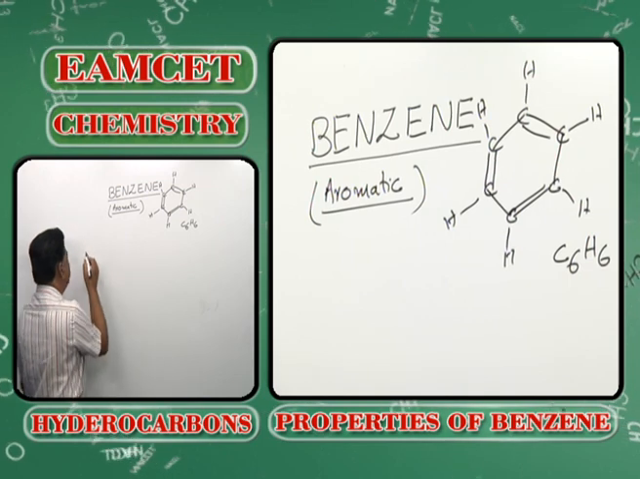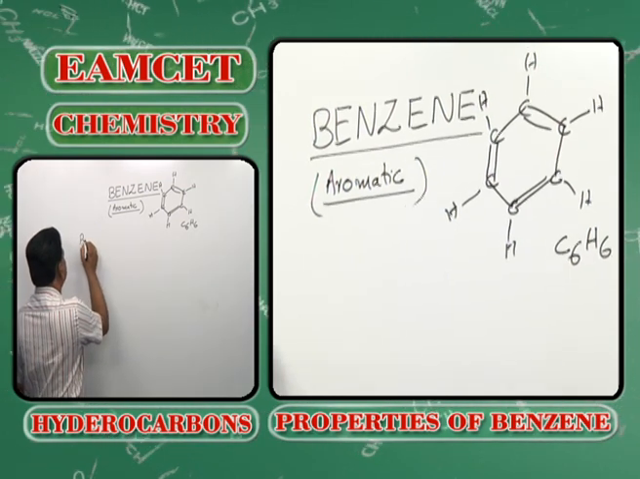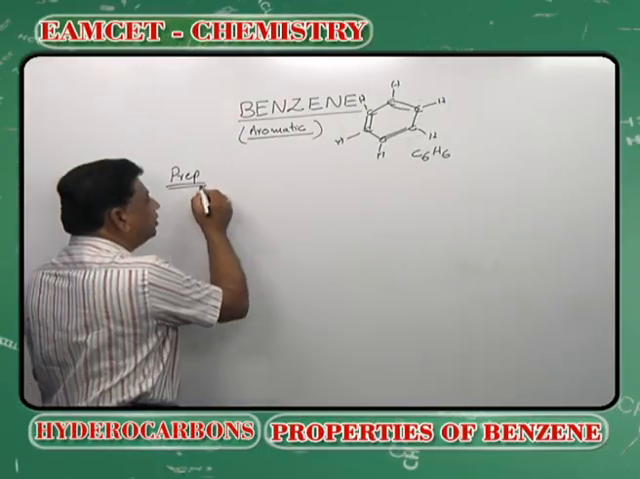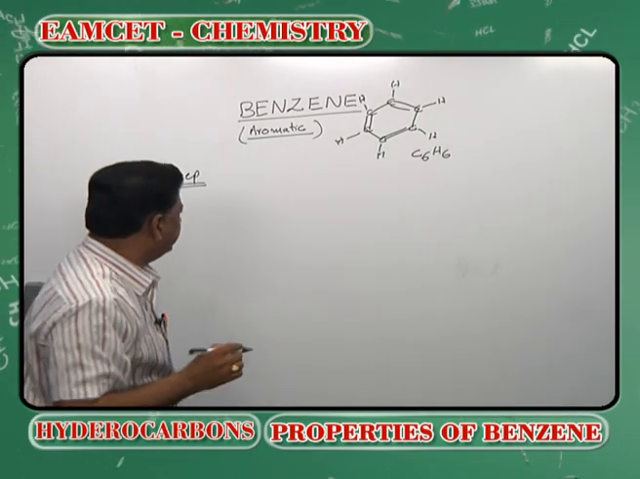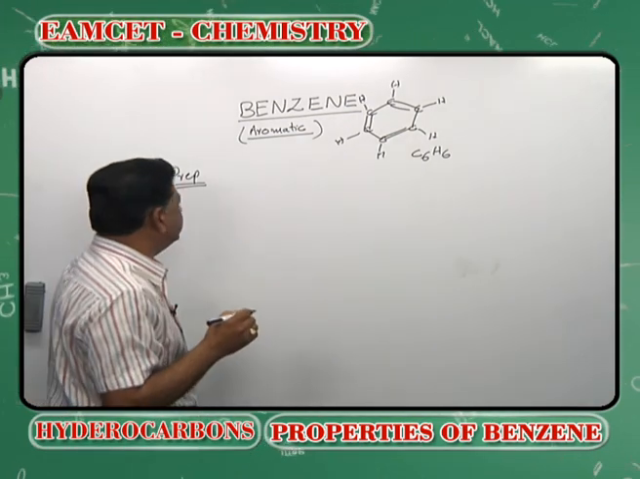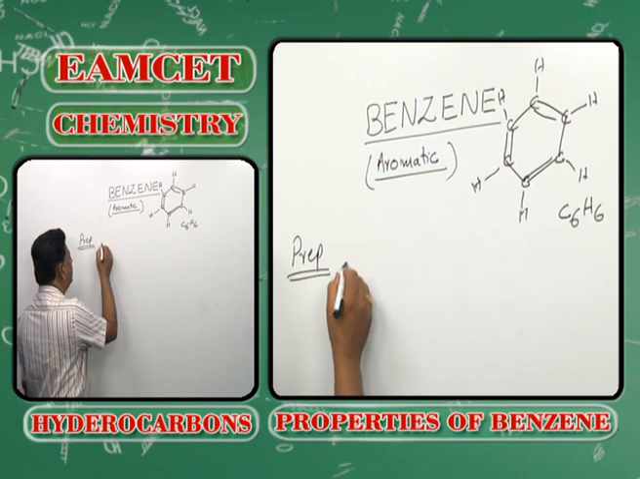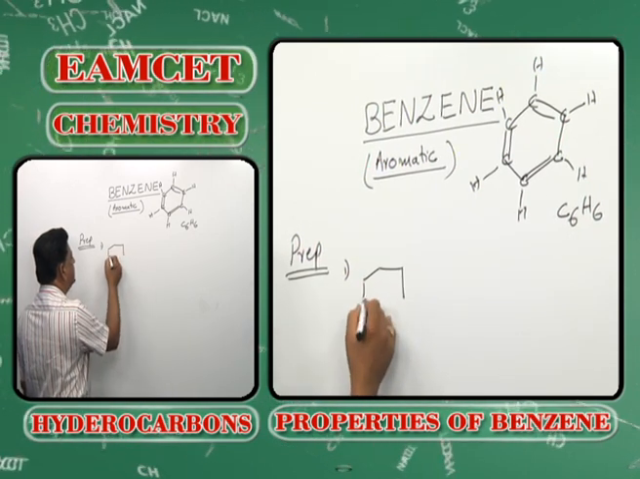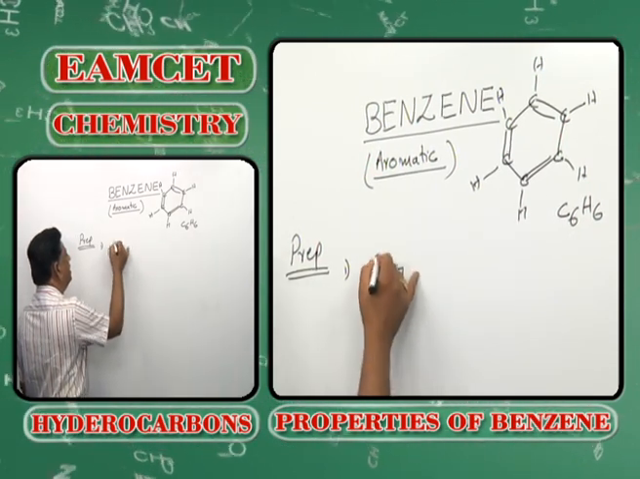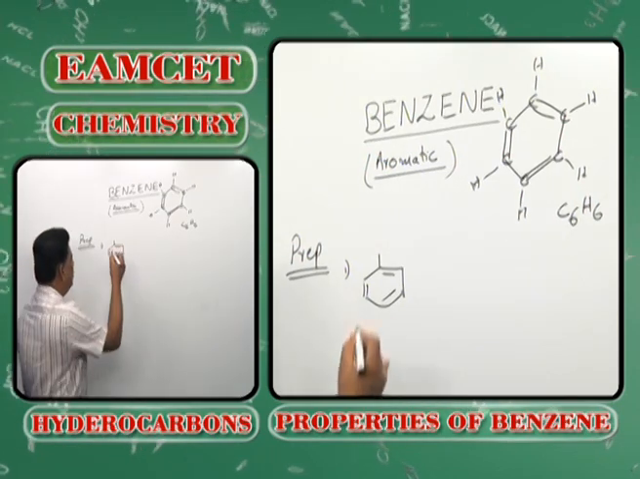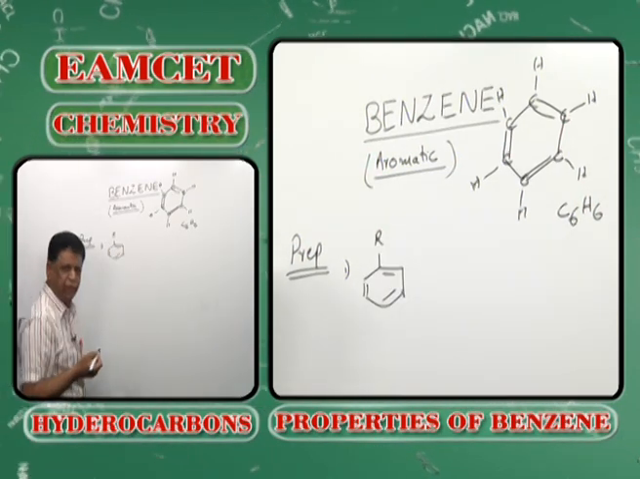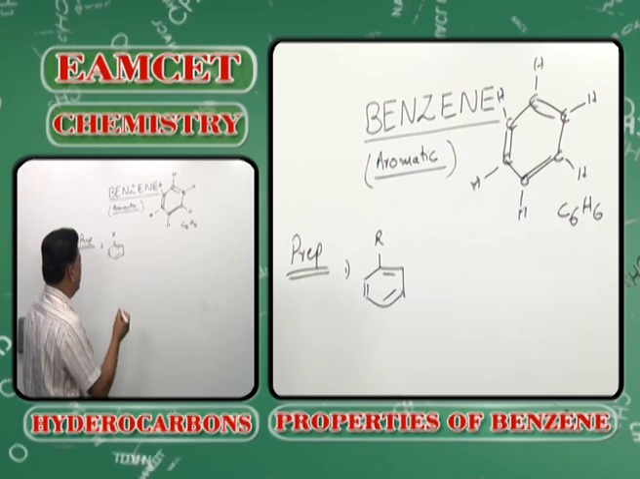Now let us go for how this compound is prepared. I will just give the gist of this. We have a benzene containing some groups, like if an alkyl group is there, let us say any alkyl group, it may be a methyl, ethyl and so on.